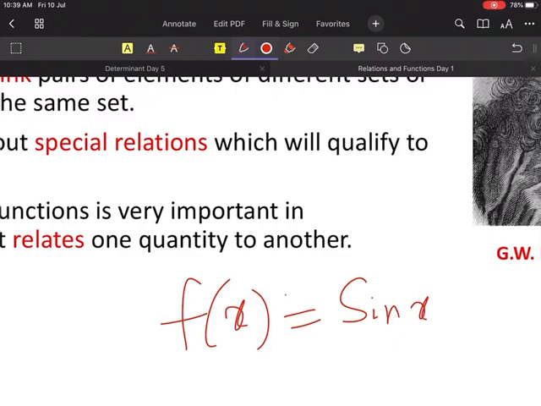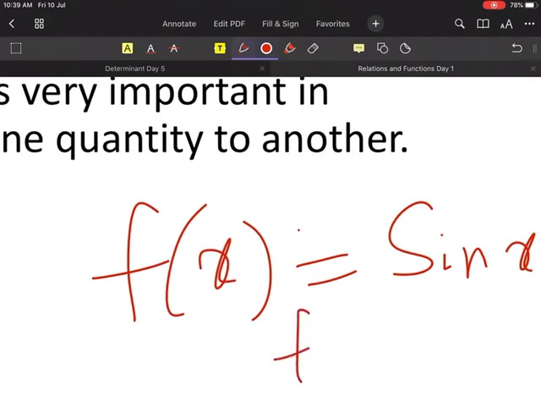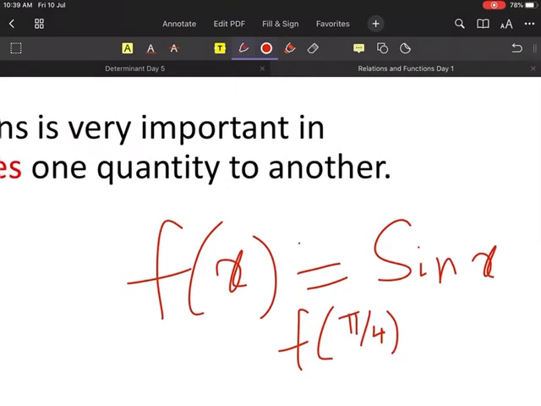You guys have heard of sin x, right? Yes or no? Please don't tell me you haven't heard. Yes, sir. Now if I say, can you tell me what will be f of pi by 4? What do you mean by pi by 4? Pi by 4 is 45 degrees, right? So f(x) is a function where f(x) equals sin x. Now f of pi by 4 will be what? In place of x I am writing pi by 4. Can you tell me the value? Sin pi by 4, how much is that? Who can tell me? What is sin 45 degrees equal to?